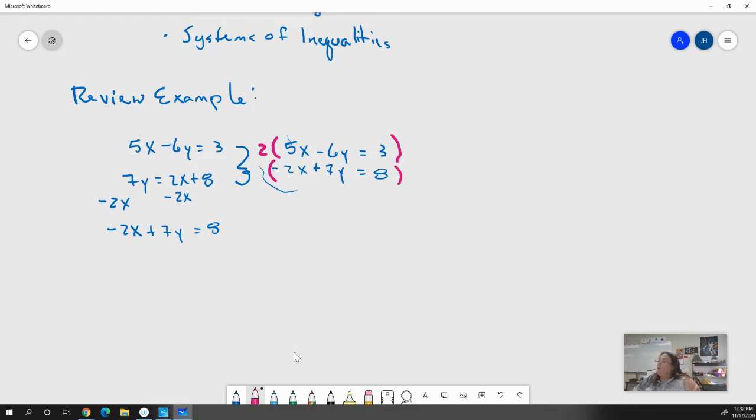So we want an opposite so that when they add together, they disappear, right? So we want it to equal negative 10. So what can I multiply negative 2 by to equal negative 10? Anyone got an answer for that? What would I multiply negative 2 by to equal negative 10?